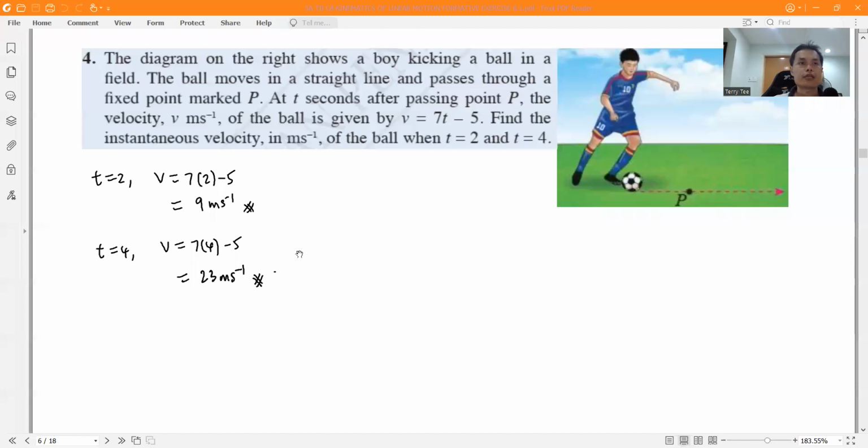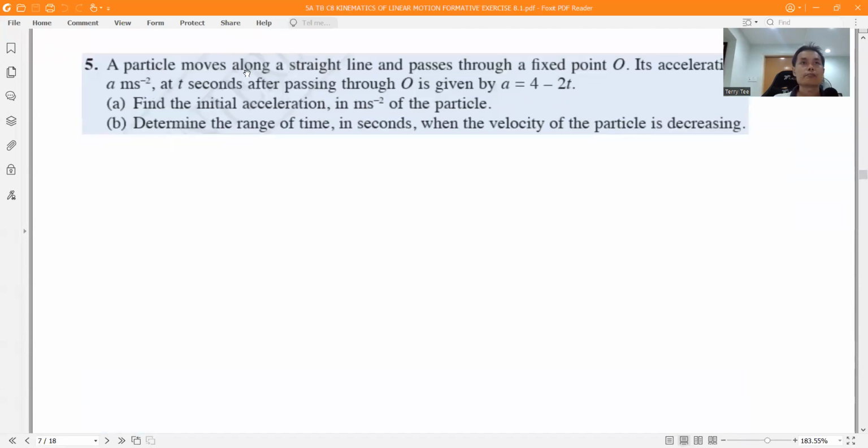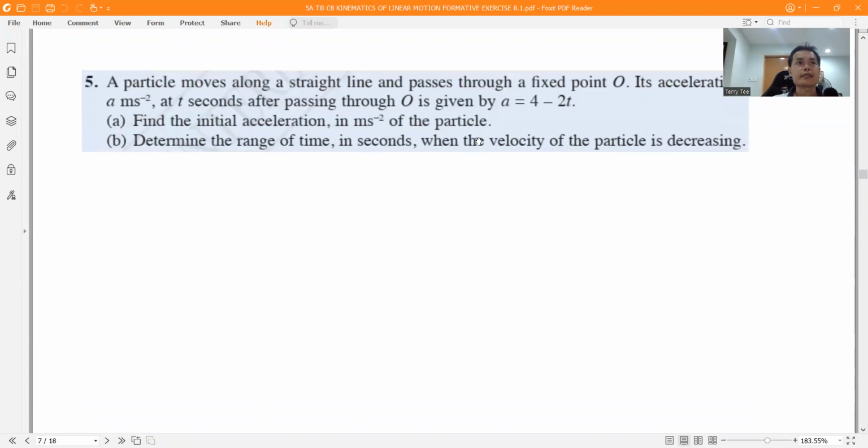Okay, question number 5. A particle moves along a straight line. Its acceleration is given by this function, 4 minus 2t. Find the initial acceleration. Initial acceleration happens when t is 0. So you're going to put 0 inside. 2 times 0 is still 0. Your acceleration is 4 meters per second squared.